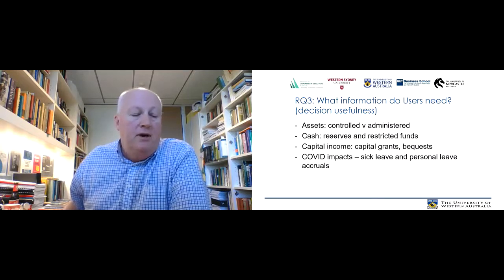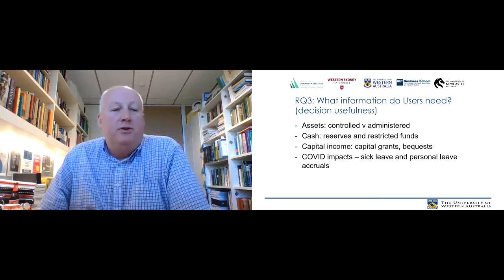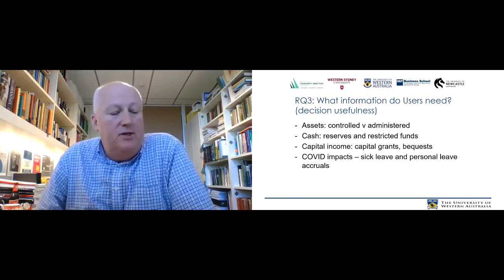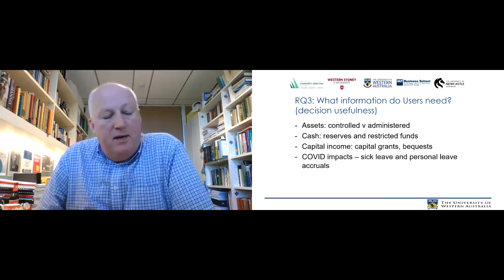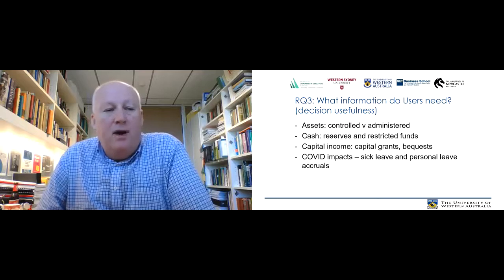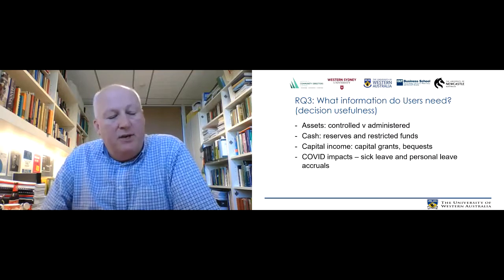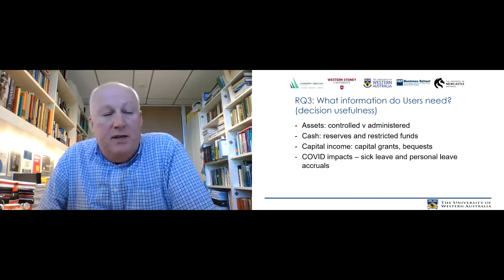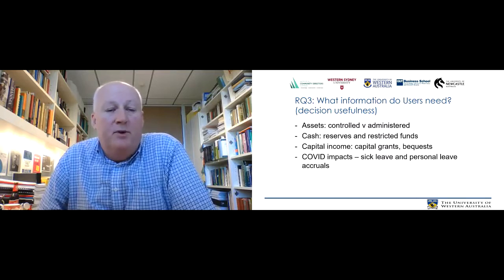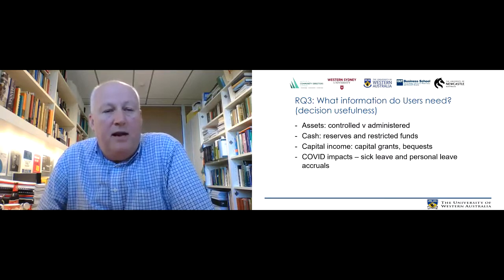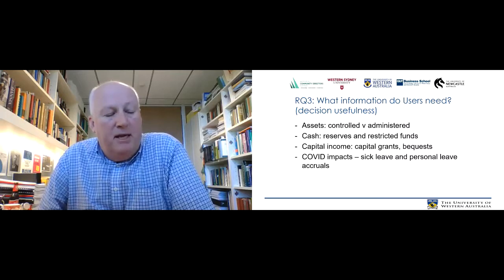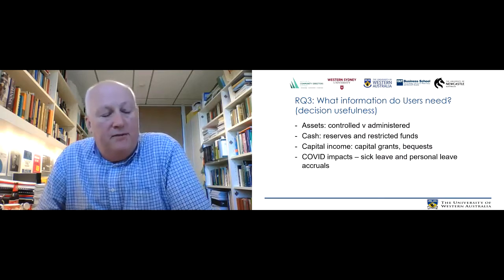Okay, so RQ3, what information do users need? So in other words, the decision usefulness information. There's a couple of key issues that I want to raise here, although there was a lot of discussion around such things as performance information as opposed to pure financial information.